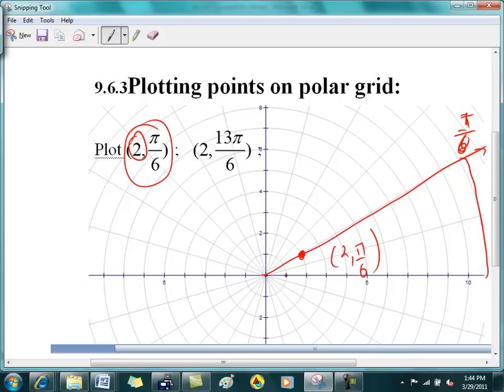And then I'm going to show you how to graph the next point. That's this one here. It indeed is the same point, but let me show you why it is.